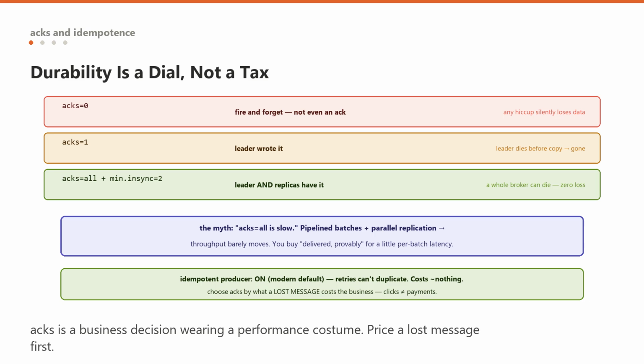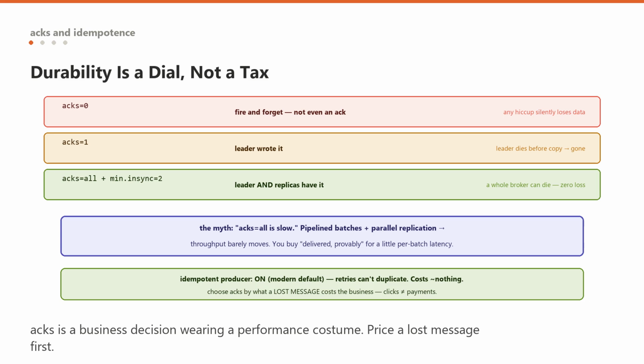Here is the myth. Teams run ACK 1 for performance as a default. The real cost of ACK all is far smaller than its reputation. The producer pipelines many batches in flight, so it is not sitting idle waiting on each one, and replication happens in parallel. You pay some latency per batch, but throughput barely moves. What you buy is the difference between probably delivered and delivered provably.